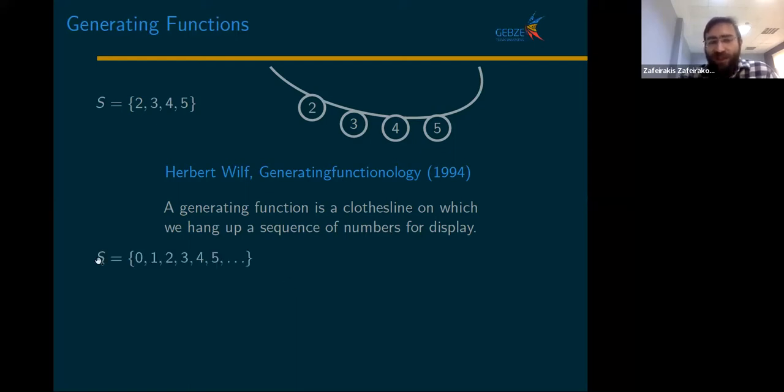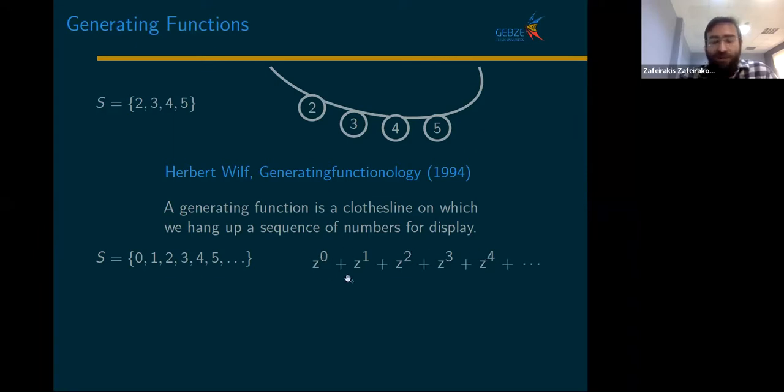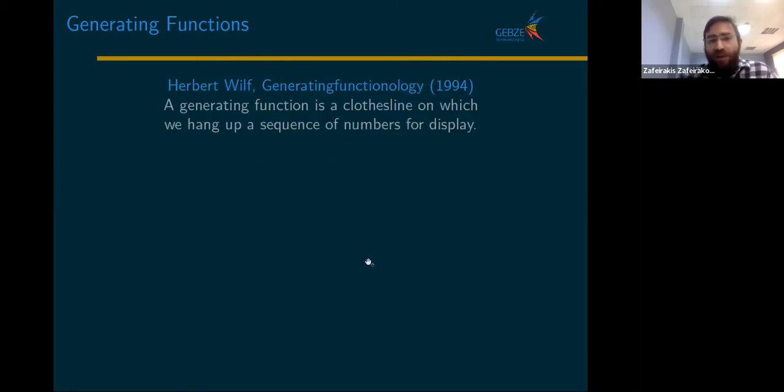So now, let's say we have this infinite set, all the non-negative integers. Then we have an infinite clothesline, which the way we implement that is by introducing a formal variable z. We put the sequence in the exponents and we sum up. So essentially, we have a formal power series, which is the phi of R set, the formal variable z, is this formal power series.